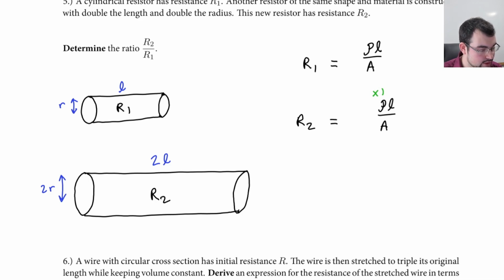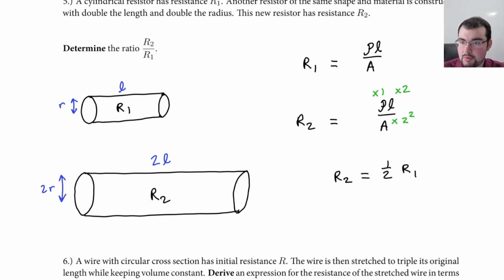What about L? L is double for the new resistor. But so is radius. So what does that do to area? Well, third time today, area depends on radius squared. So my area gets multiplied by 2 squared. Double the radius, pi r squared, I have to square it. So what does this turn out to be? Well, this tells us R2 is equal to, we get a 2 on top, and we get a 4 on bottom. So we get 2/4, which is 1/2.